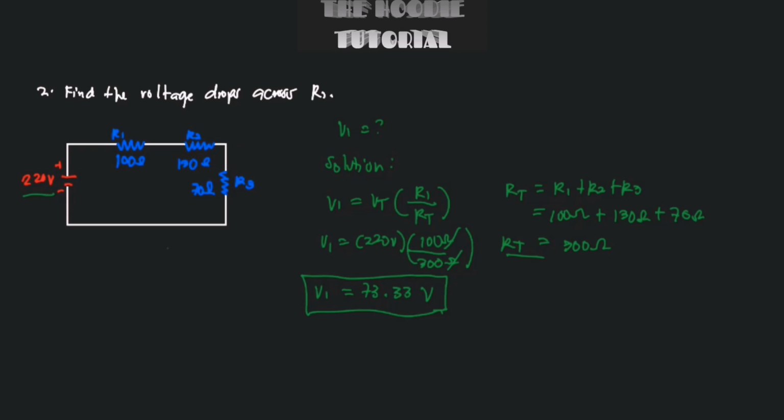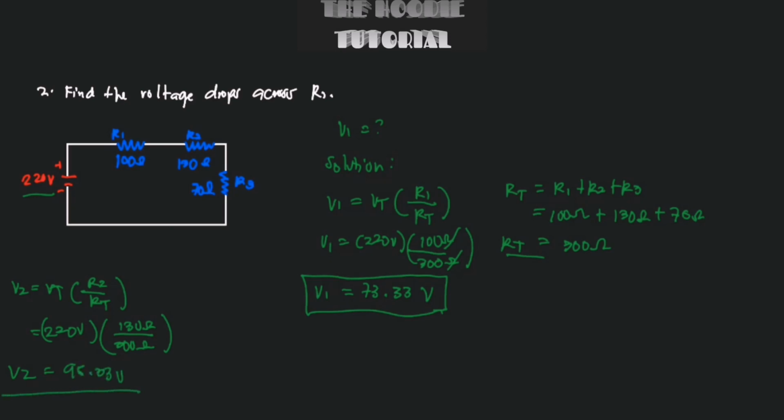Let's say we need to find V2 right here. V2 is just equal to VT multiplied by R2 divided by RT. VT is equal to 220 volts, and R2 is equal to 130 ohms, divided by RT which is equal to 300 ohms. So what is V2? V2 is just equal to 95.33 volts.